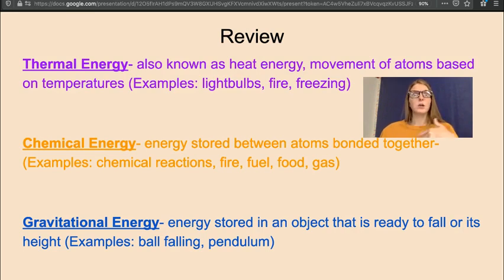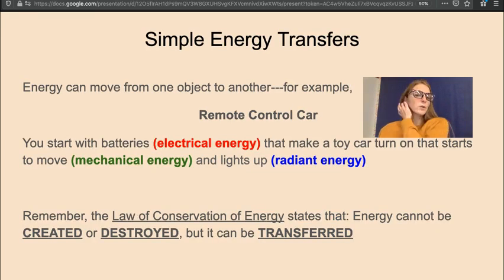The person like jumping out of an airplane, they have gravitational energy because they're going to be pulled back down to the ground because of gravity. So all those are examples of gravitational energy. So we're going to talk through just a couple simple energy transfers.